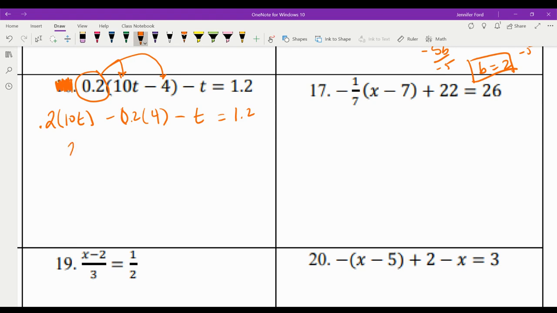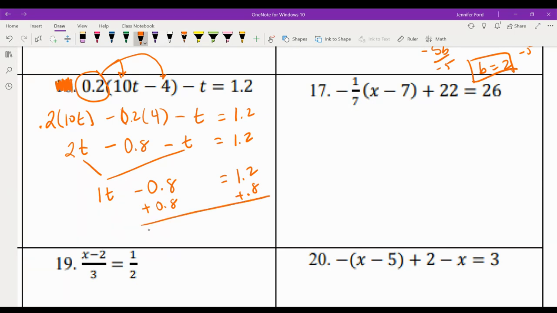2/10 times 10 is 2. 2/10 times 4 is 0.8 minus t equals 1.2. Combine my like terms. 1t minus 0.8 is 1.2. Add 0.8 to both sides. 1t is 2. All right, number 17.